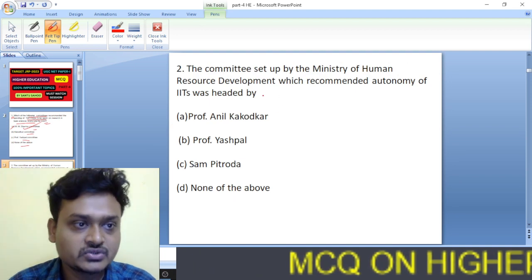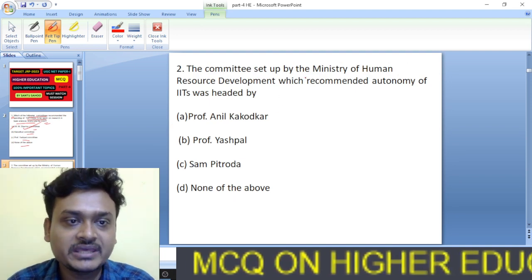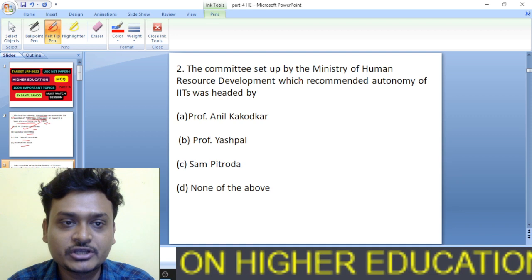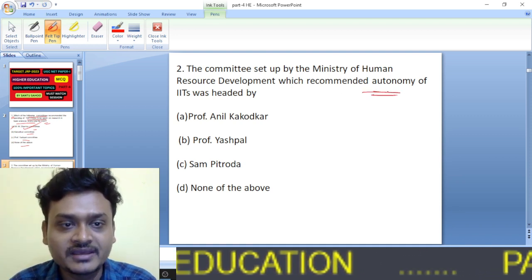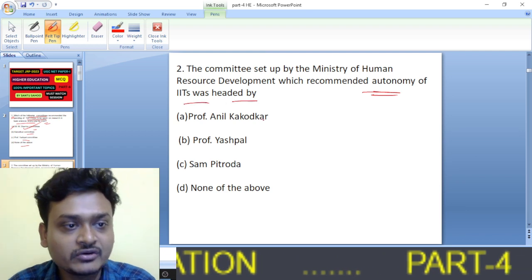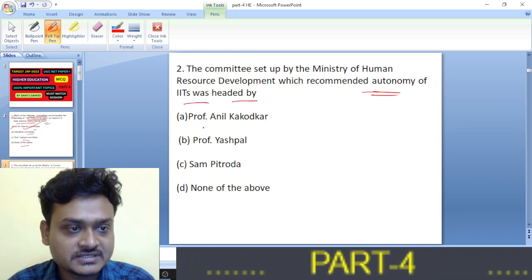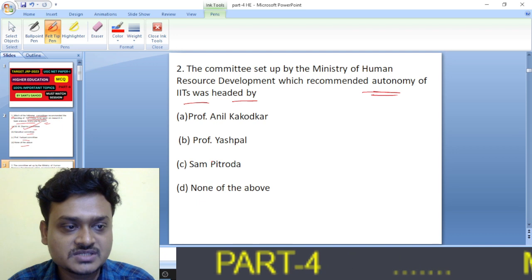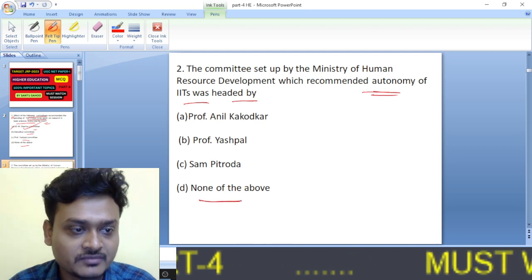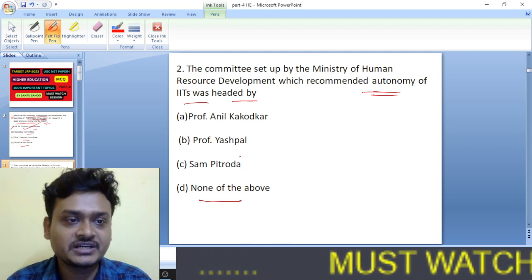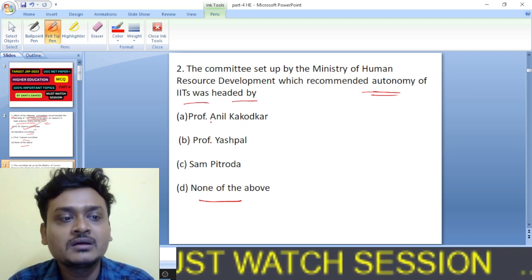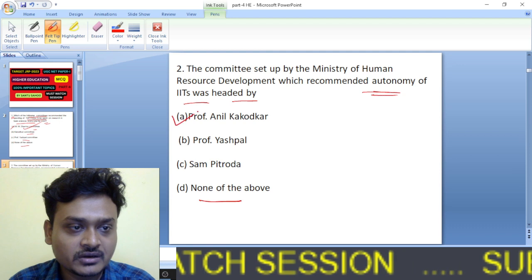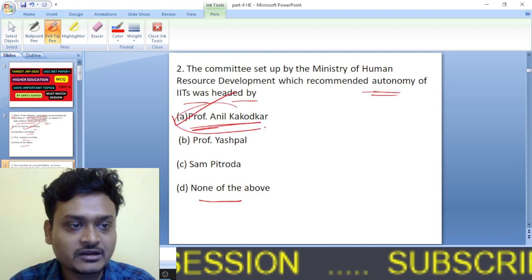Moving ahead to question number 2. The committee set up by MHRD, that is the Ministry of Human Resource Development, which recommended autonomy of IITs, was headed by which one of the following? Professor Anil Kakodkar, Professor Yash Pal, Sam Pitroda, or none of the above. The right option is Professor Anil Kakodkar. So A is the right option.